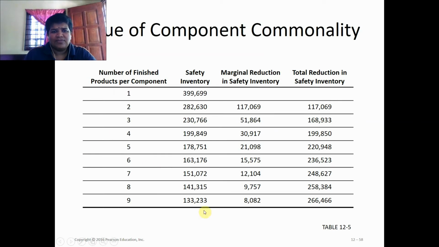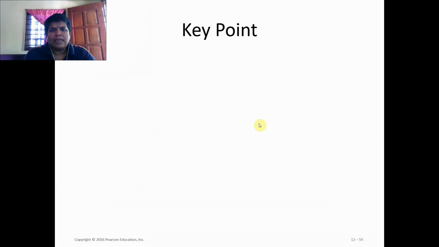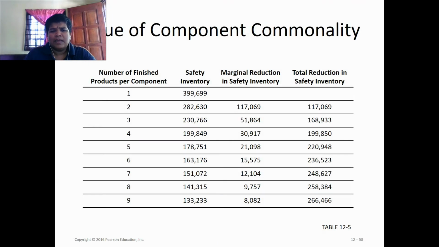Okay, and the safety inventory, when the number of components is increased, the safety inventory is decreasing. And the marginal reduction in safety inventory also reduces. Okay, and look at the total reduction in safety inventory. When this reduces, this increases. Okay, so how to get the total reduction?